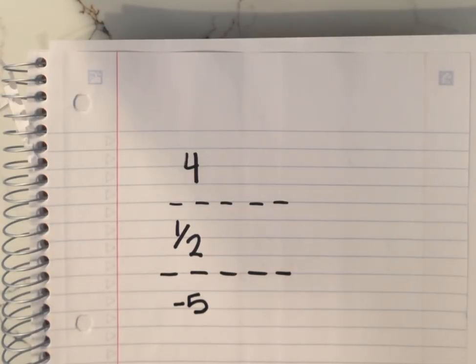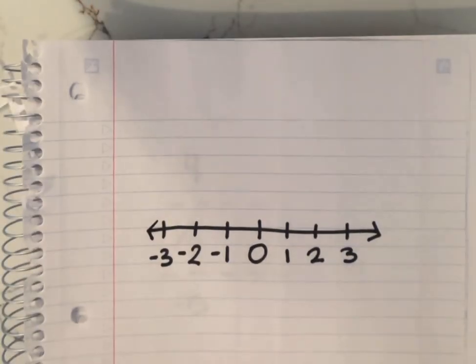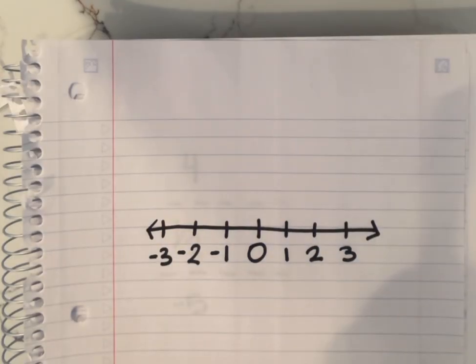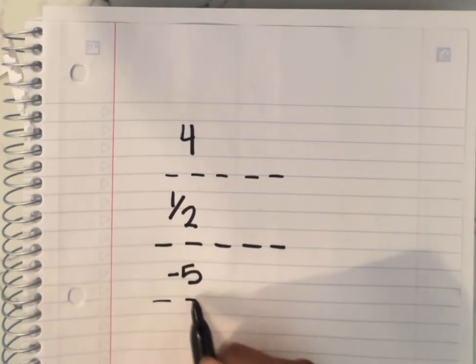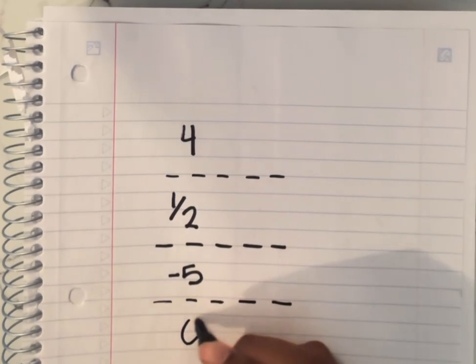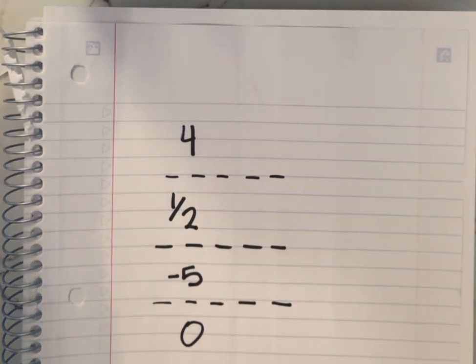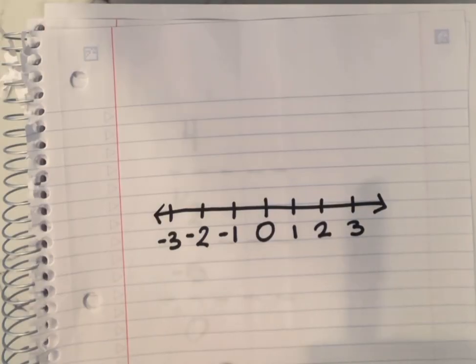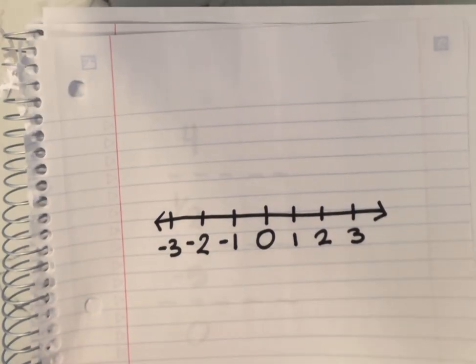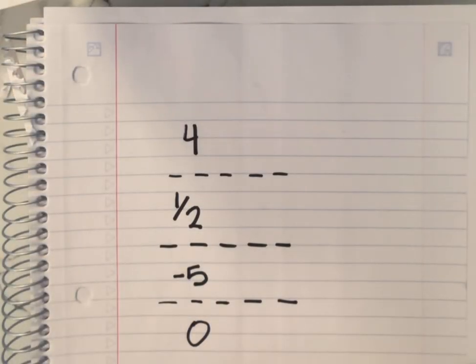-5 is an integer because it is a negative whole number. Again, -5 would be included on this number line of negative whole numbers, along with our positive whole numbers, and then we have our zero, of course. Our final example is 0, and 0 is also an integer, even though it is neither positive nor negative, it is 0, and so that is included on this number line. So 0 is also an integer.